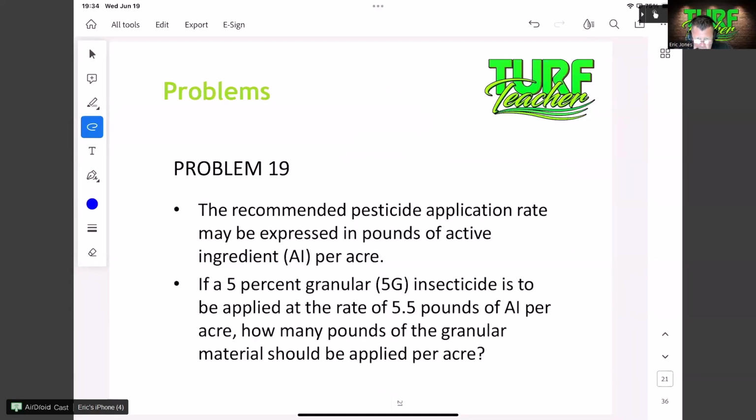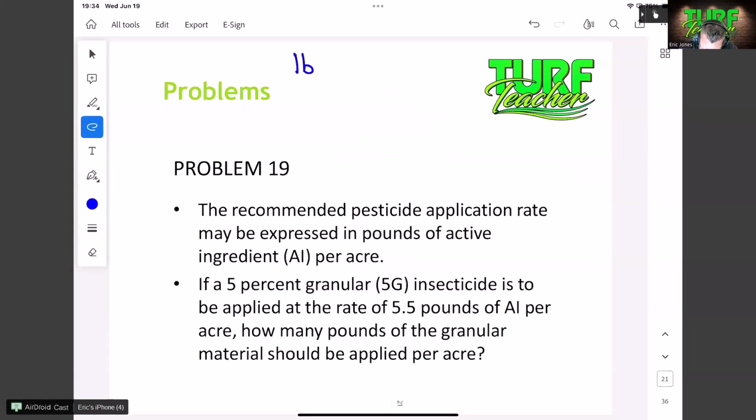19, the recommended pesticide application rate may be expressed in pounds of active ingredient per acre. If a 5% granular 5G insecticide is to be applied at the rate of 5.5 pounds of active ingredient per acre, how many pounds of the granular material should be applied per acre?